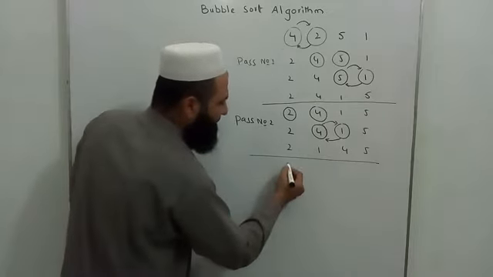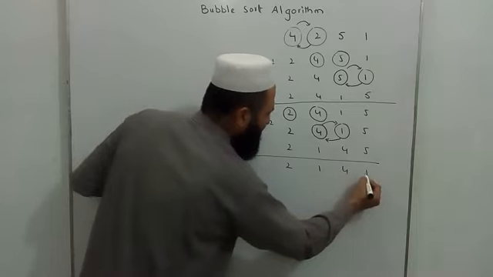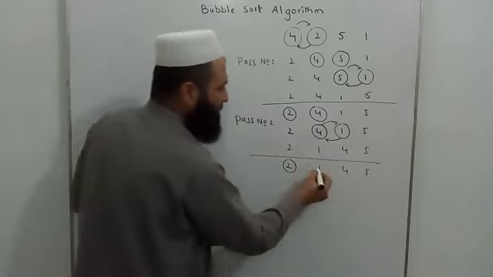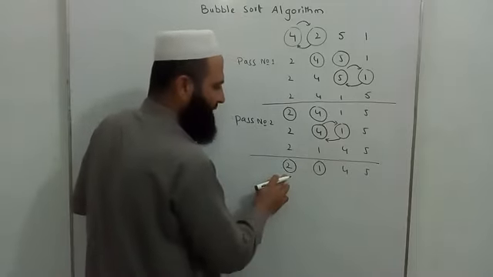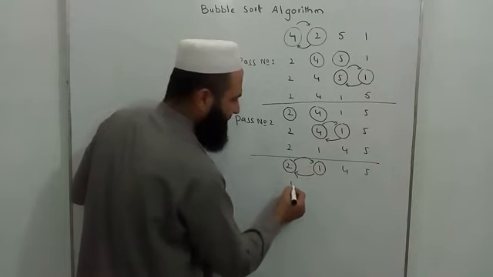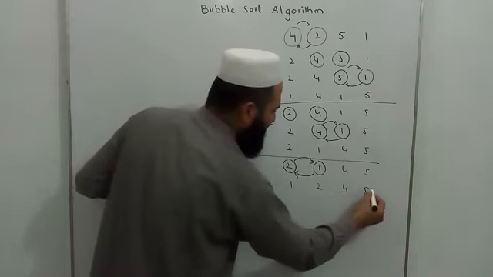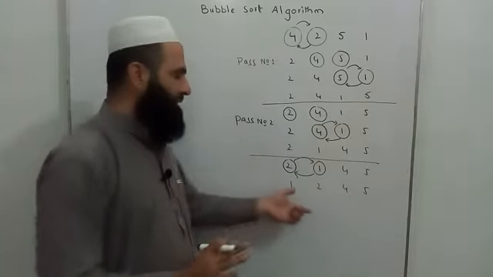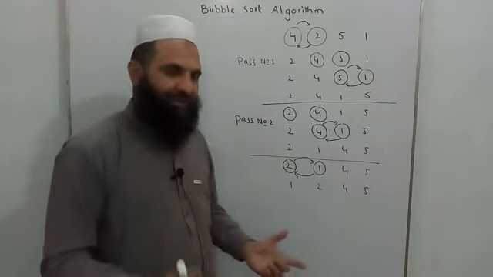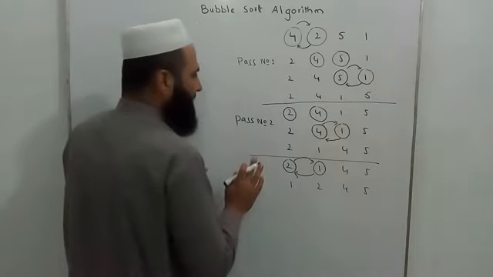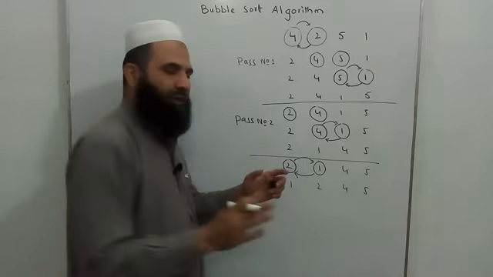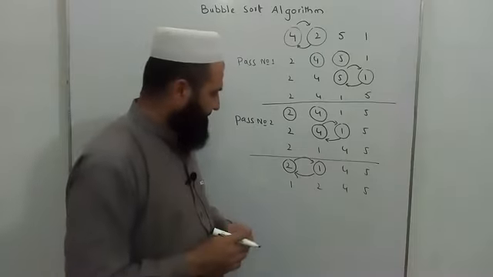Now we begin with the third pass. In the third pass, again we start with the first number in the sequence. 2 will be compared with 1, and as 2 is greater than 1, we will swap the two numbers, and the resultant sequence is 1, 2, 4 and 5. That's it. The third largest element, that is 2, is moved to the third last position. Now the sequence 1, 2, 4 and 5 is in sorted form.